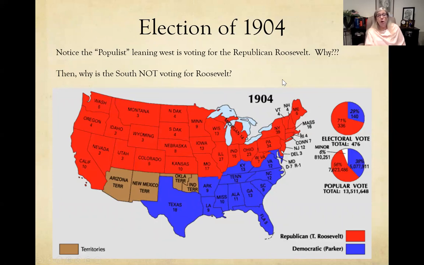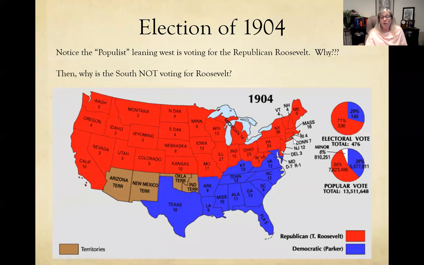All right, so Roosevelt gets elected in his own right here in 1904. And again, a lot of his policies are very similar to those that the populists had wanted, restricting the businesses and everything. So look, he gets all of these populist votes in the West. So why doesn't he get that vote in the South? Well, it's because he's a Republican.